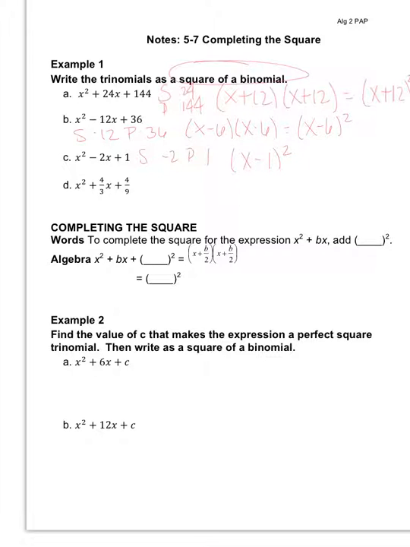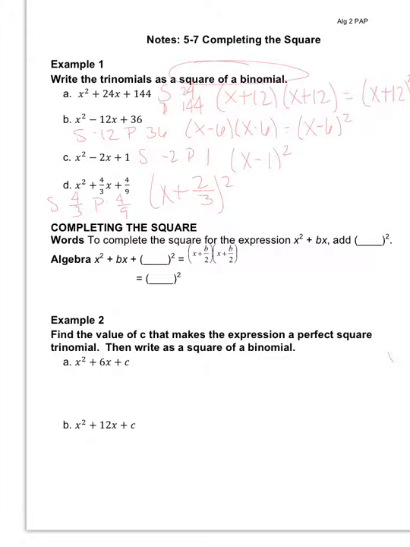Okay, so D, we have to look at some fractions. The sum is 4 over 3, and the product would be 4 over 9. Whenever we're multiplying, you know that we want to get the same two numbers. We multiply the tops, and then we multiply the bottoms. So you want to figure out what two numbers multiply together to give you 4. That would be 2. And the same two numbers that multiply to give you 9 would be 3. So that would be x plus 2 over 3 squared.